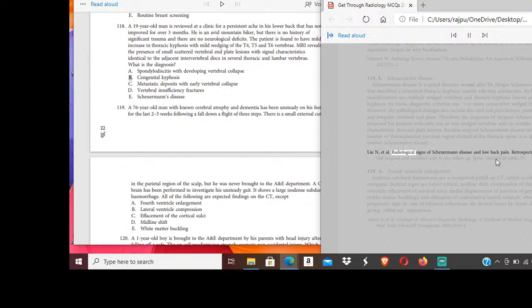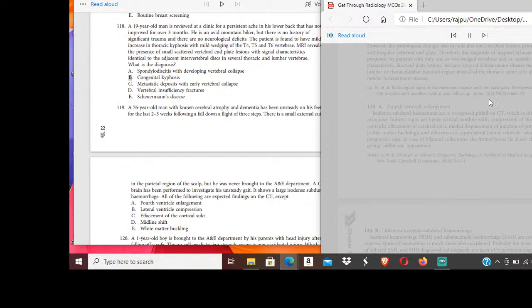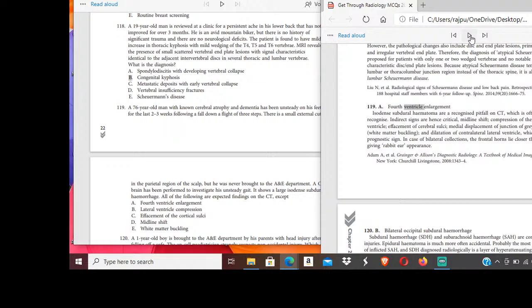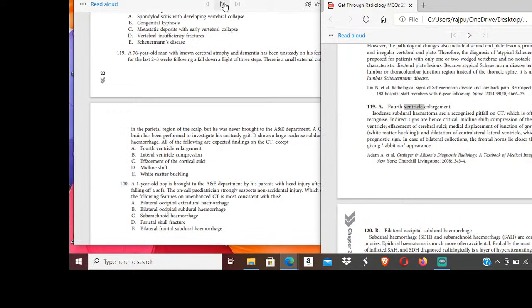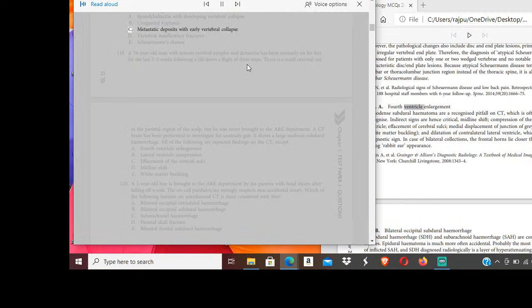Lou N. et al. Radiological signs of Scheuermann disease and low back pain: retrospective categorization of 188 hospital staff members with 6-year follow-up. Spine. 2014, 39, 2016, 66, 75. 119. A. Fourth. B. Congenital kyphosis. C. Metastatic deposits with early vertebral collapse. D. Vertebral insufficiency fractures. E.